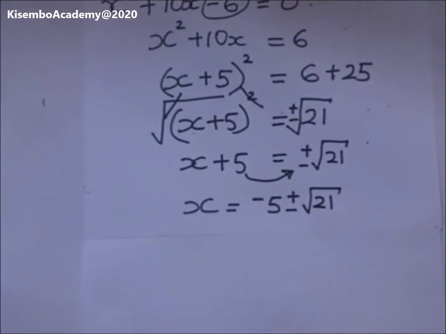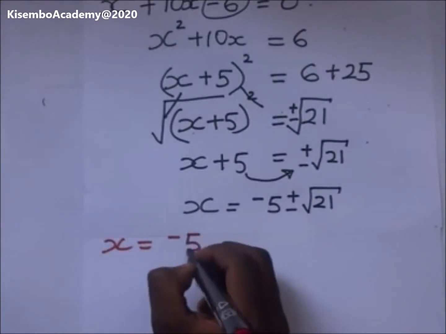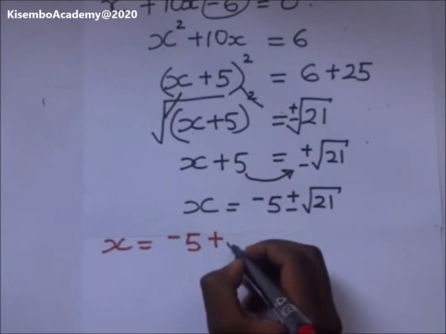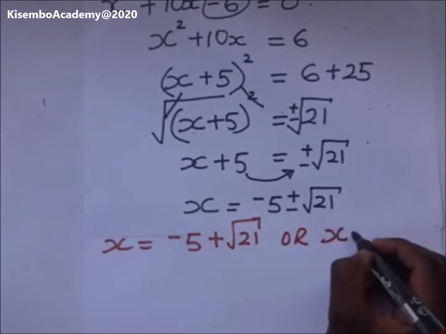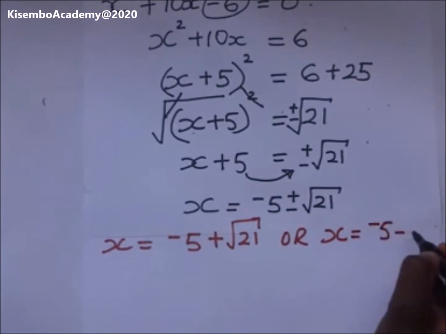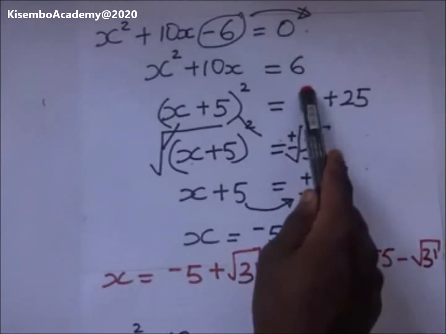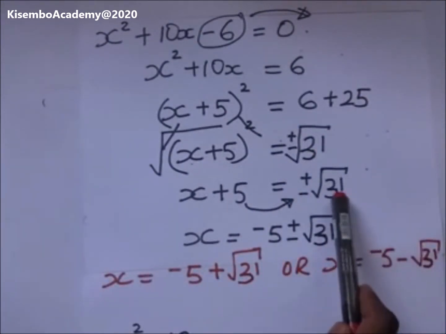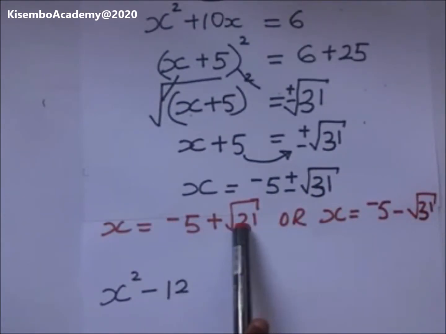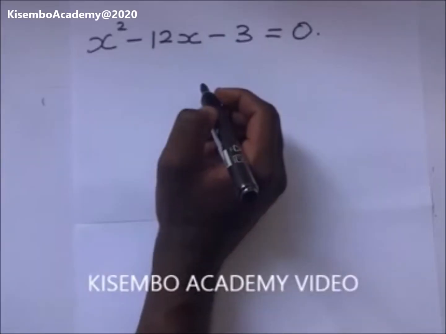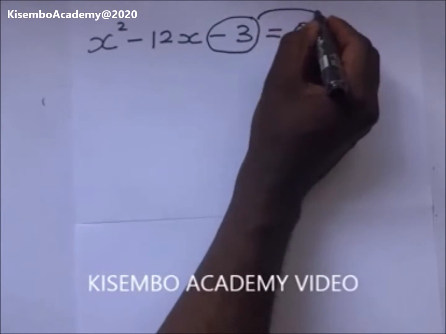So you have two values of x. x is either negative 5 plus the square root of 21, or the value of x here is negative 5 minus the square root of 21. Actually, 6 plus 25 is 31, so it is actually root of 31, not 21 like I had earlier said. It's 31 here and 31 right there. As we solve this using completing squares, we are going to have to convert this thing to come that side.